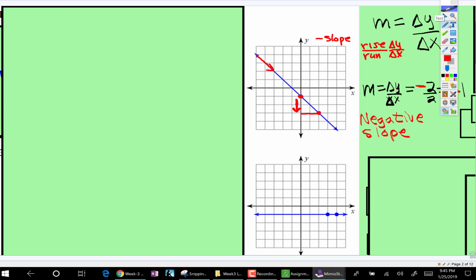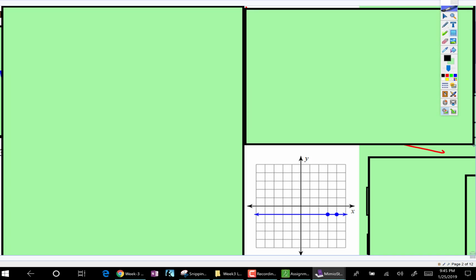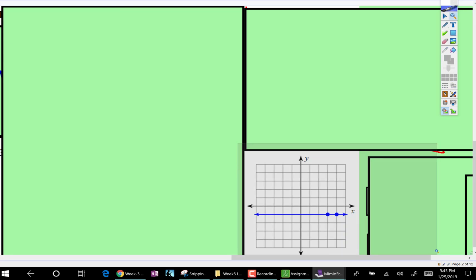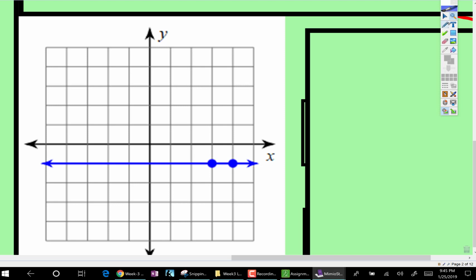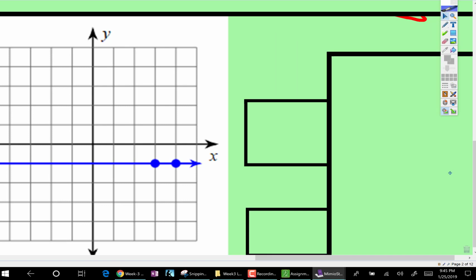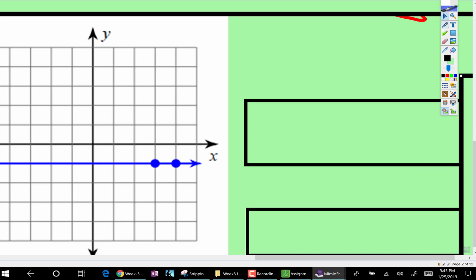Now, what happens when we have a horizontal line? Let me cover all this up, just to get this stuff out of the way so we're focusing on what I need you to be focusing on. There we go. If we're finding the slope of a horizontal line, remember, we read left to right, it's rise over run. So m is equal to the change in y over the change in x.